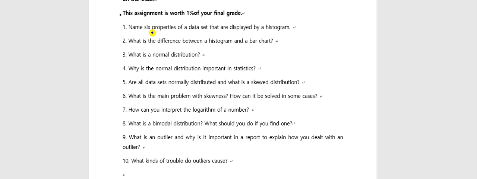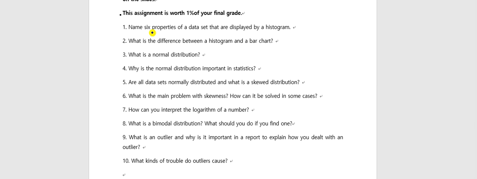Second, what is the difference between a histogram and a bar chart? Remember, a bar chart looks at individuals, has spaces, and the axes are different. In a histogram, we show more of the frequency of the numbers happening, and in the x-axis and the y-axis we're going to see both numbers.